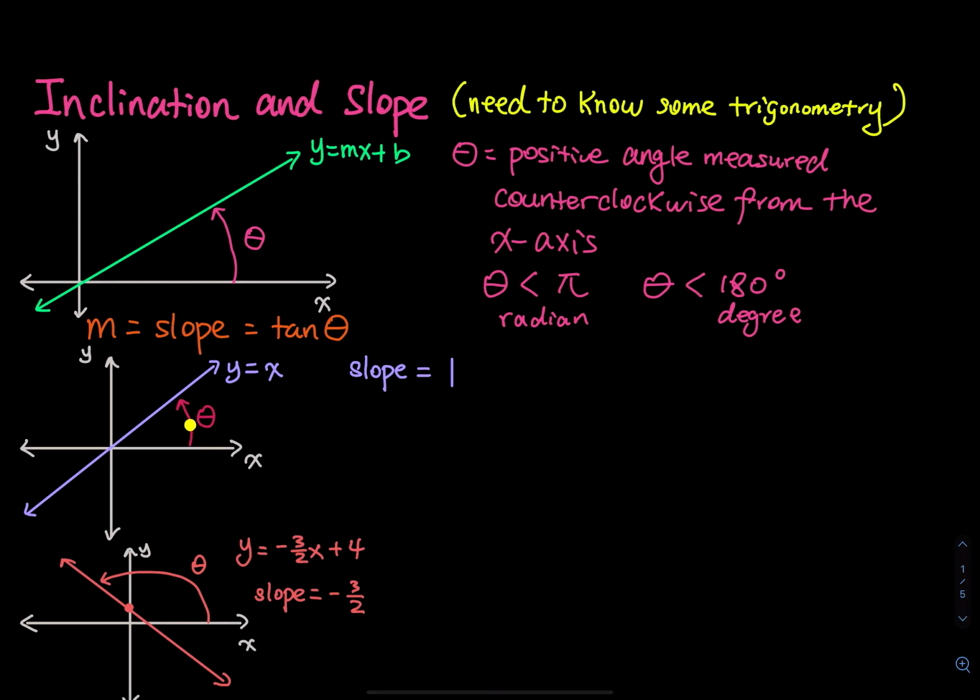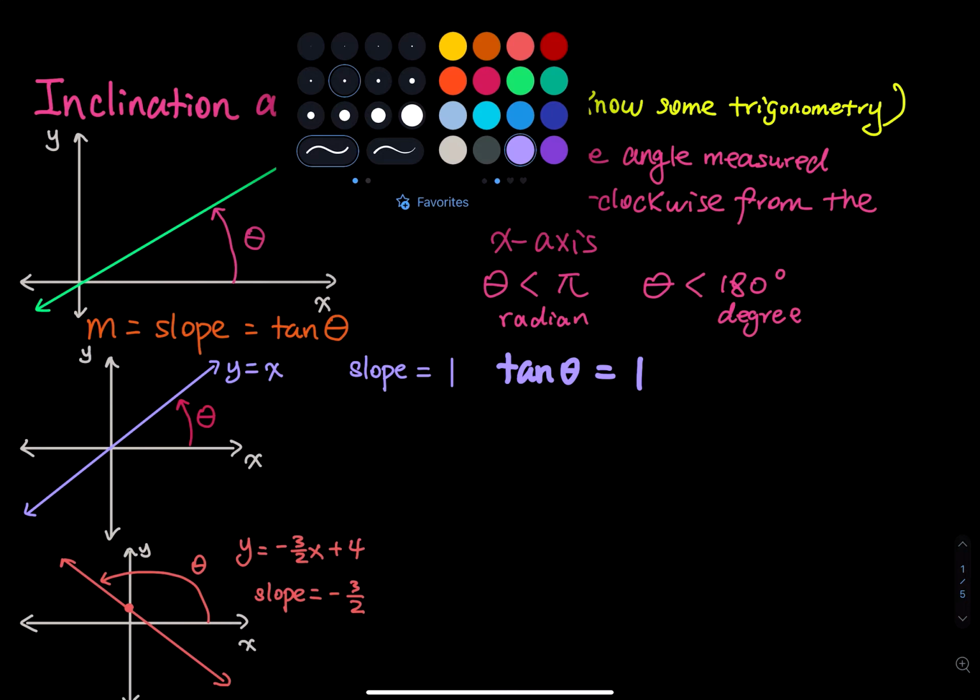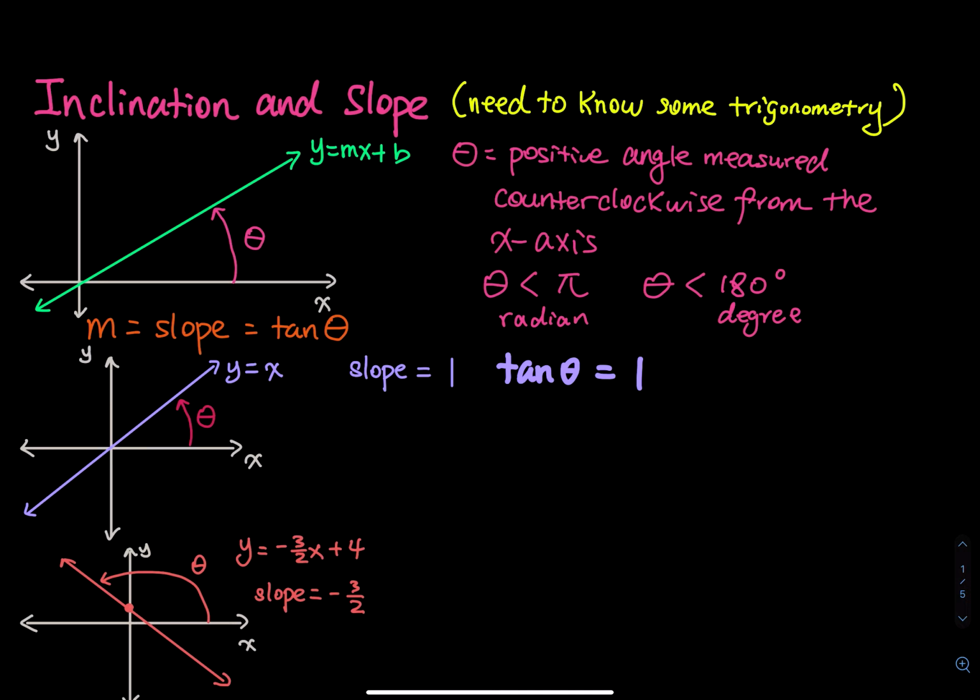To measure the inclination, we let m equal the slope, and we let the slope equal tangent of theta. So we have the slope equals 1. That means tangent of theta is equal to 1. So this is tangent of theta, which is equal to 1. Let's not make the line so bold. And then how do we solve for theta? To solve for theta, you have to use an inverse trig function, which is theta equals inverse tangent of 1.